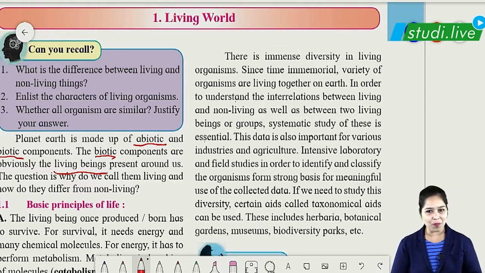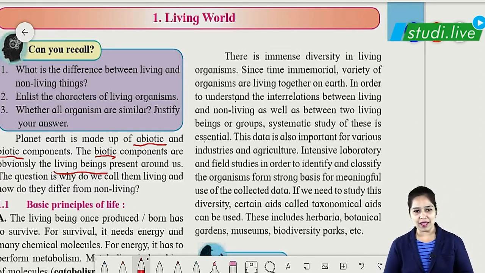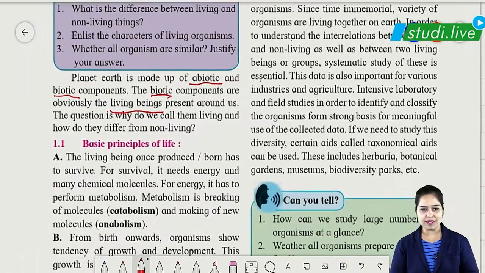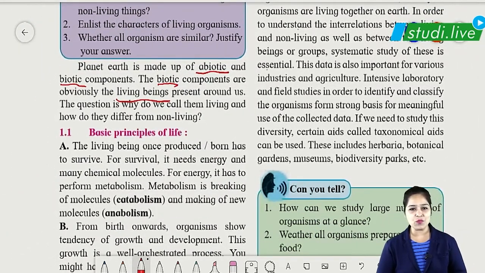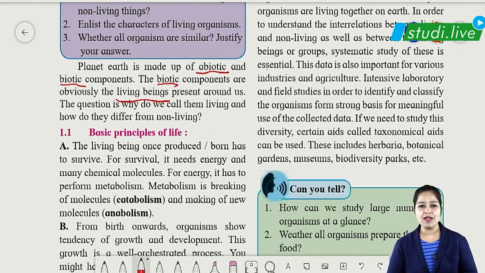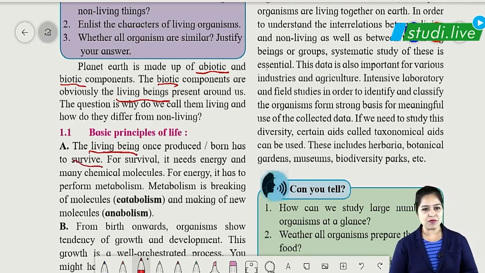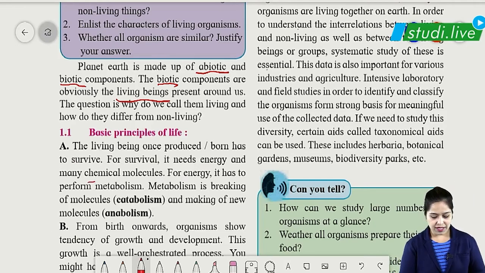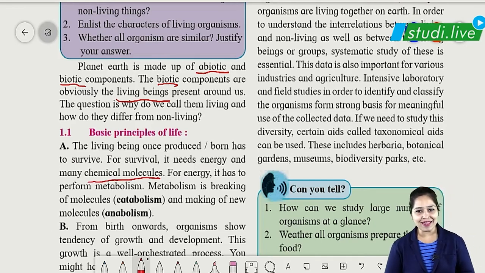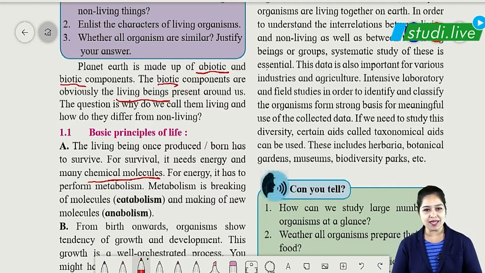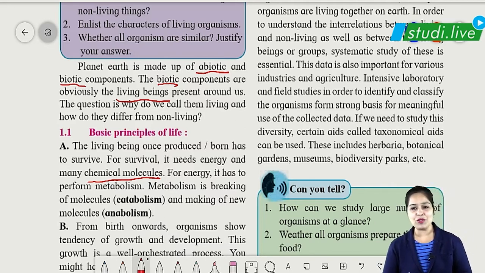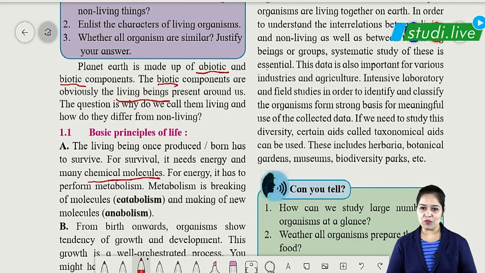So we begin our topic with the basic principles of life. The first basic principle is that the living organism, once produced or born, has to survive. For surviving, what does it need? It needs energy and many chemical molecules, which are obtained from the food we eat.